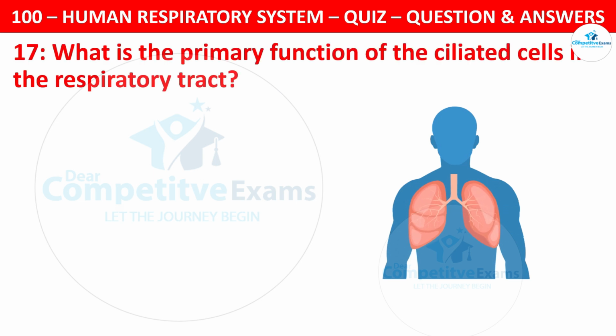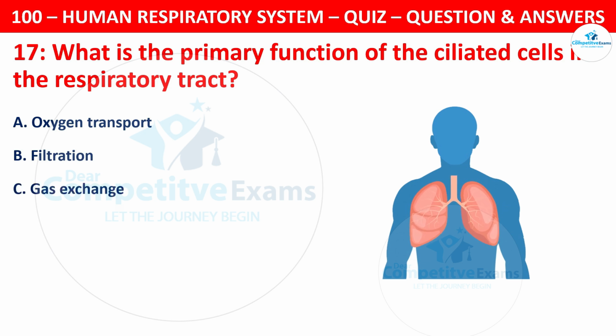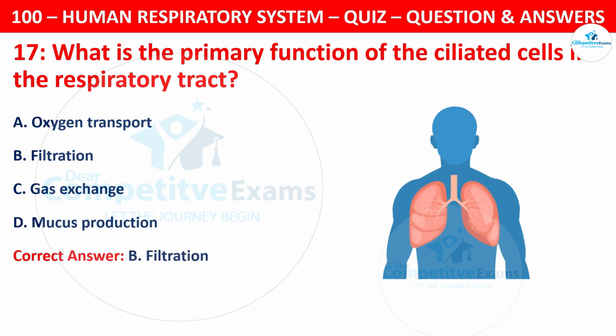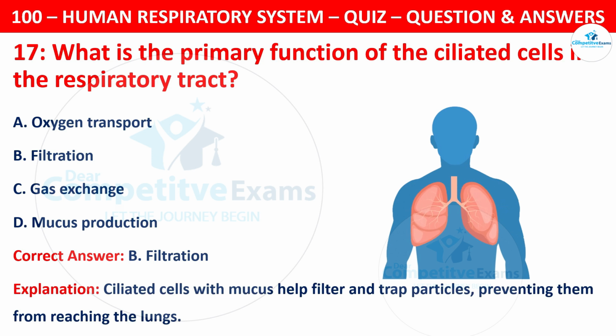Question number 17. What is the primary function of the ciliated cells in the respiratory tract? Your options are oxygen transport, filtration, gas exchange, or mucus production. The correct answer is B, that is filtration. Ciliated cells with the mucus help to filter and trap particles, preventing them from reaching the lungs.